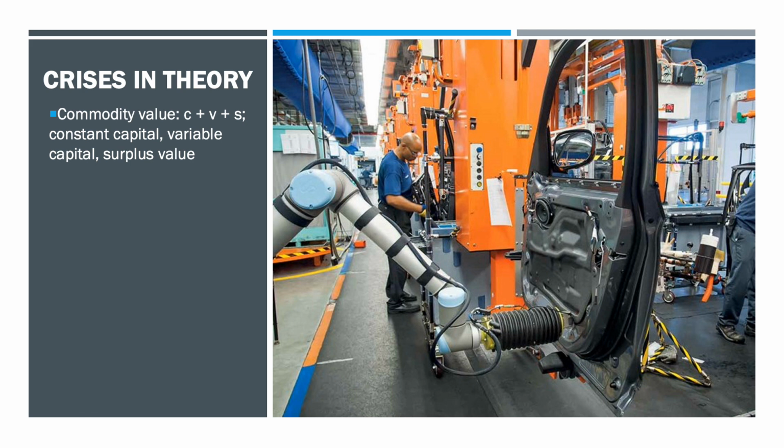Value is created in production, but shared out to unproductive capital in advertising, transportation, the state, and finance through various mechanisms. All of the value in capitalist society can be conceptualized as belonging to one of the three categories. Marx thought of constant capital as dead or past labor, and variable capital as living labor.